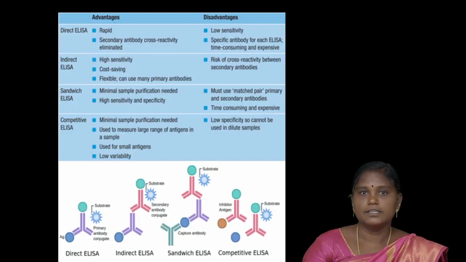So we have seen what ELISA is, and what ELISA methods we adapted in older days and in recent days. Individually we have seen what direct ELISA, indirect ELISA, sandwich ELISA, and competitive ELISA are, and each and every step involved in these types. Here we have to know the advantages, and the drawbacks and disadvantages, of these types of ELISA.